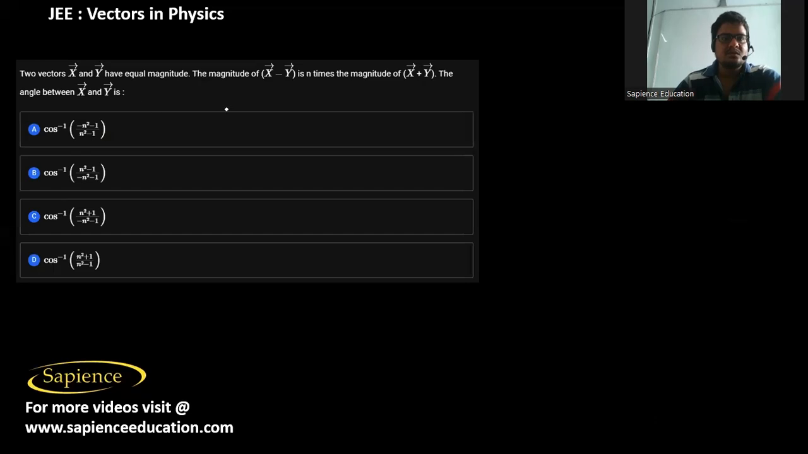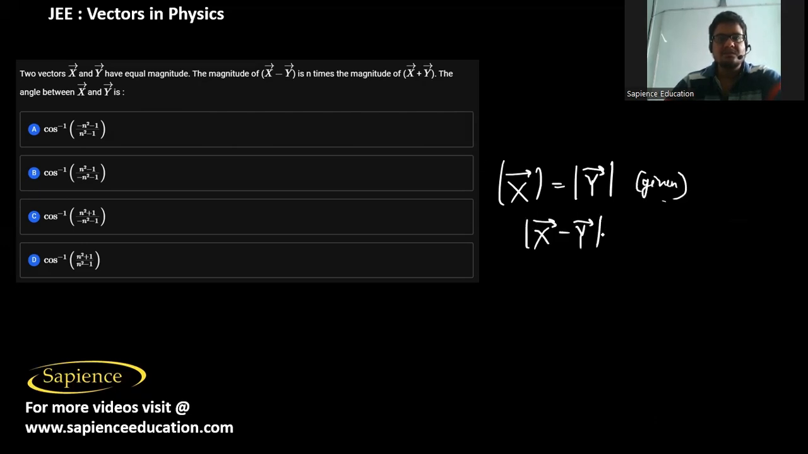Then here it is told two vectors x and y have equal magnitude. Their magnitude is same. Magnitude of x equal to magnitude of y. This is given. And the magnitude of x vector minus y vector is n times the magnitude of x vector plus y vector. The angle between x and y, angle theta, we have to find. If theta is the angle in between x vector and y vector.